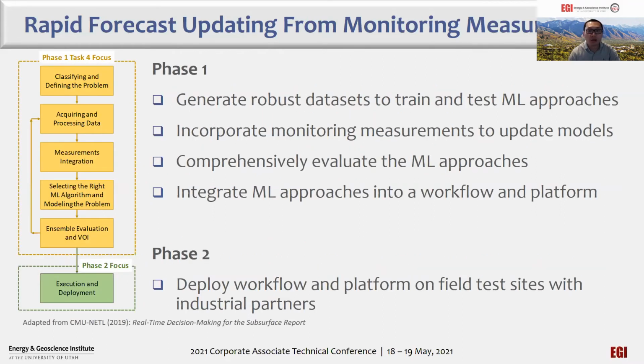To accomplish these goals, we focus on 5 key components in phase 1. Those are classifying and defining the problem, acquiring and processing data, measurements integration, selecting the right machine learning algorithm and modeling the problem, and finally ensemble evaluation of VOI, that's value of information. In other words, phase 1 is the proof of concept stage, and we hope to deploy this developed workflow and platform on field site tests with industry partners in phase 2, which will be next year, 2022.